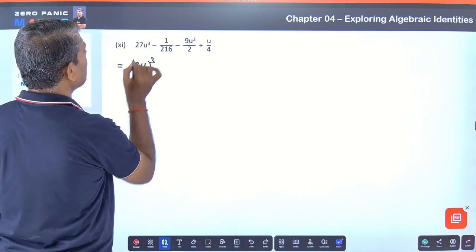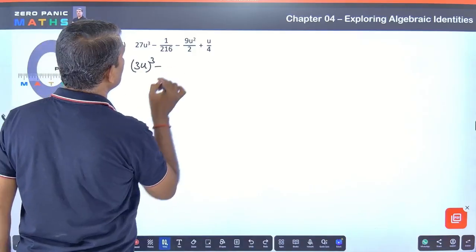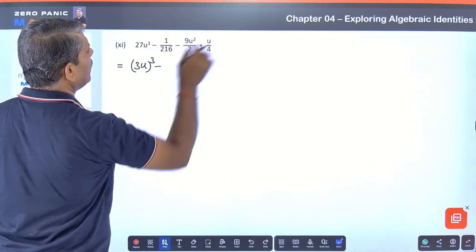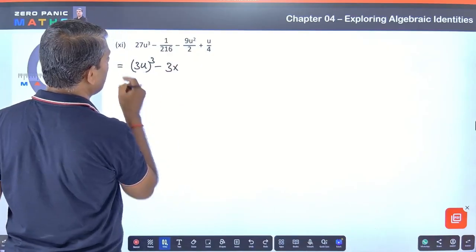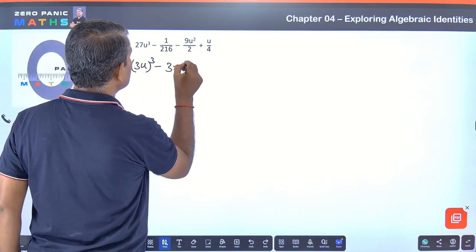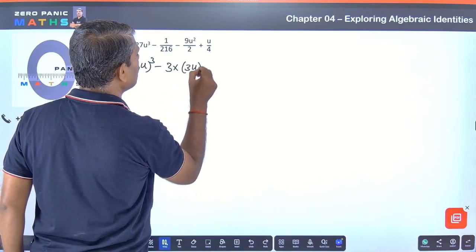Okay, it is a cube now, minus b cube. I will write b cube at the end. Okay, let me write 3a square b first, because I have the value of a here. 3a square. What is a square? It is 3u whole square.